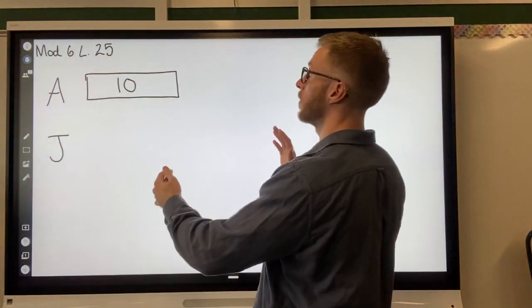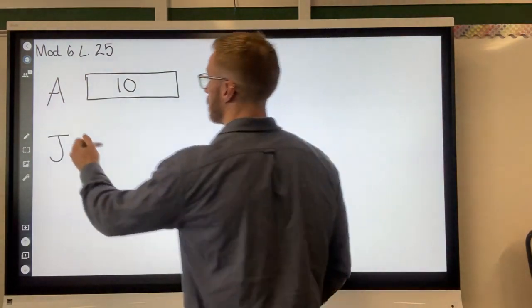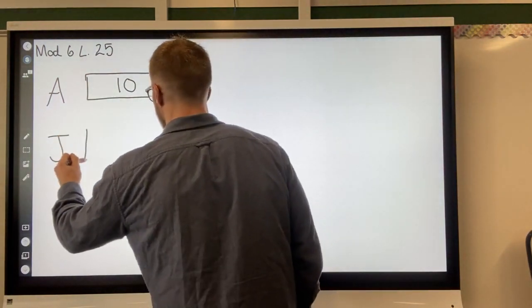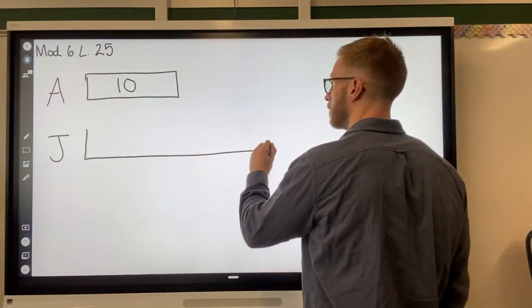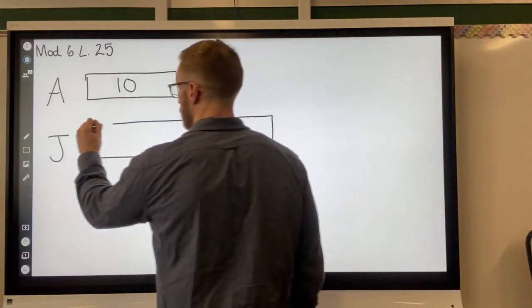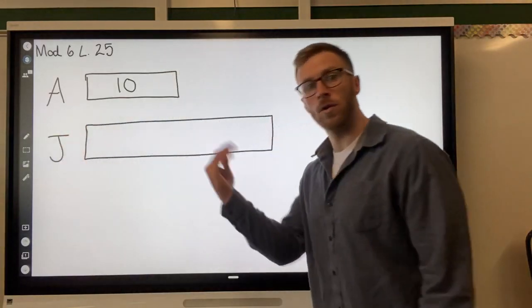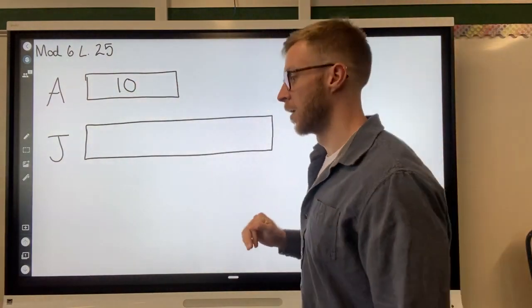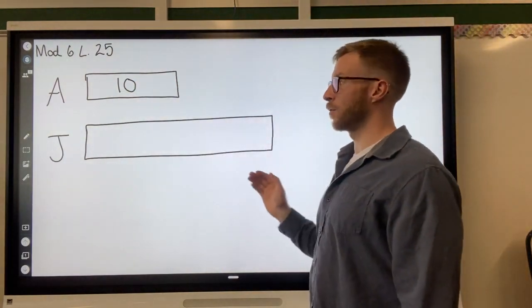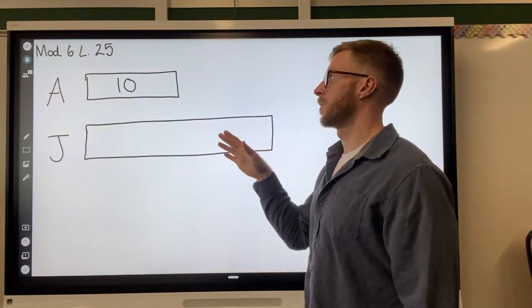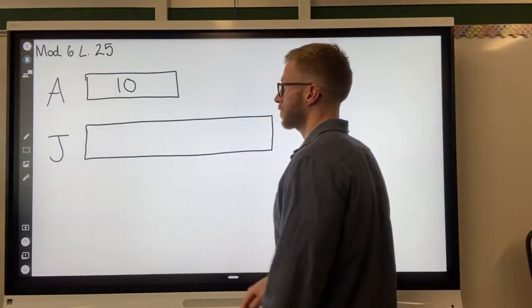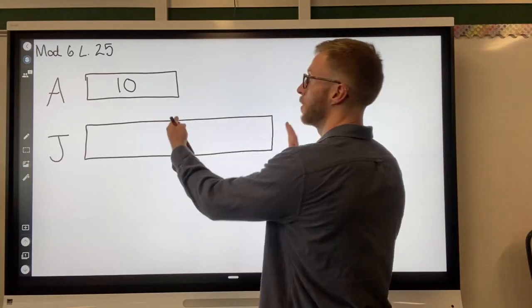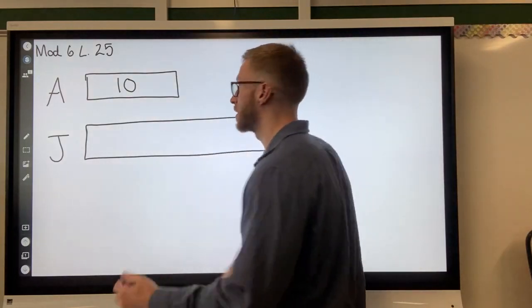And I know that his is going to be bigger. All right? So I'm going to make my rectangle bigger, because I know that Julio caught more, because it told me Anton caught fewer. So he caught 7 fewer flies than Julio. So that must mean that the amount that Julio caught more than Anton was 7.